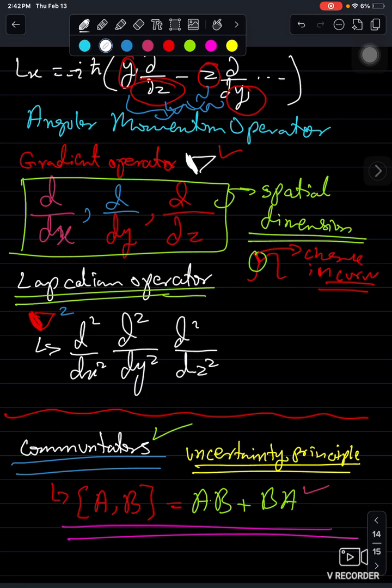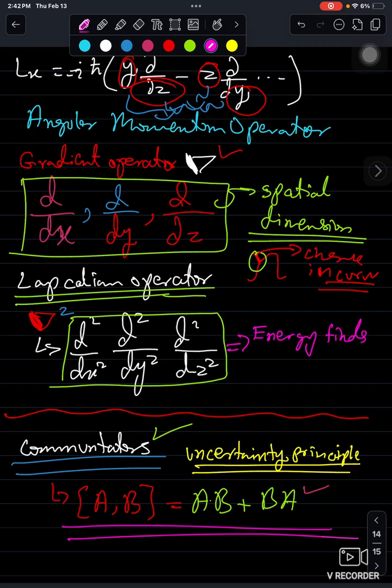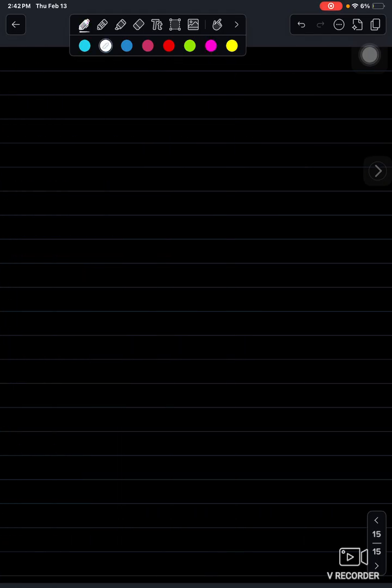There's more about this operator, which is used in the famous equation for energy finding in the Hamiltonian equation, the Hamiltonian operator. Okay. Now I'll write the equation in which it's used, which is the famous Schrödinger equation.